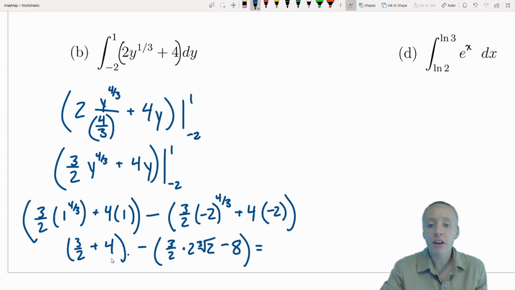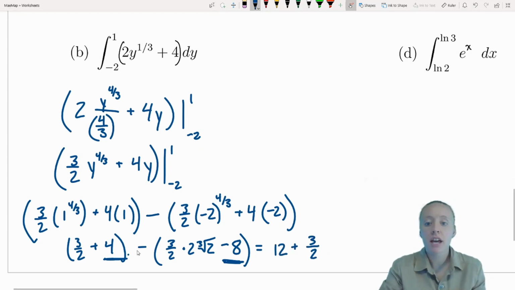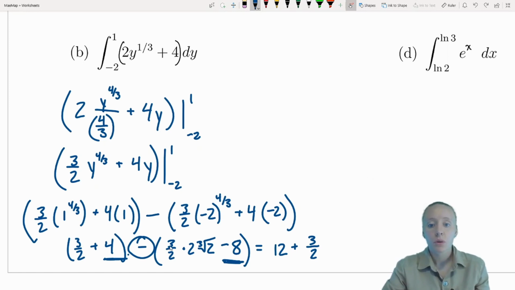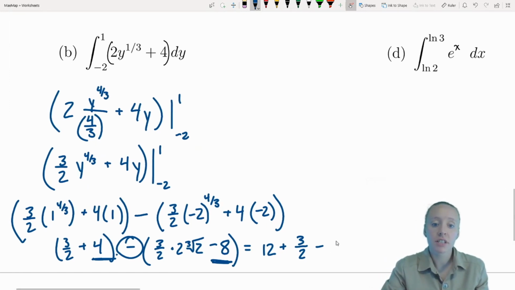Now, as of right now, I can combine 4, and then I can combine -8. 4 minus a -8 is going to give me a +12, but I'm still adding 3/2, and then I'm subtracting 3/2 times 2 cube root of 2, which multiplying 3 by 2 is going to give me 6, so that's going to be subtracting 6 times the cube root of 2 all over 2.